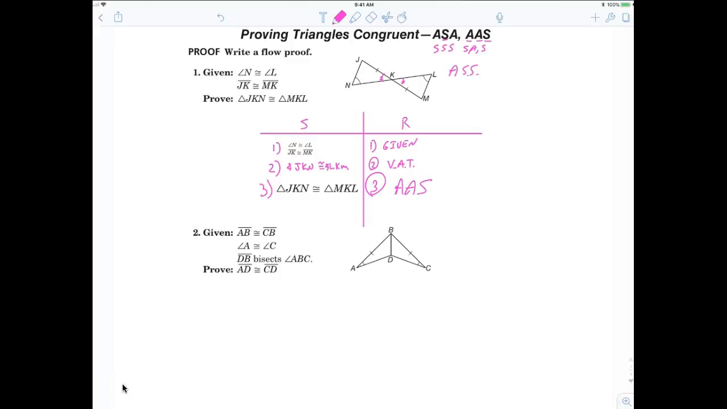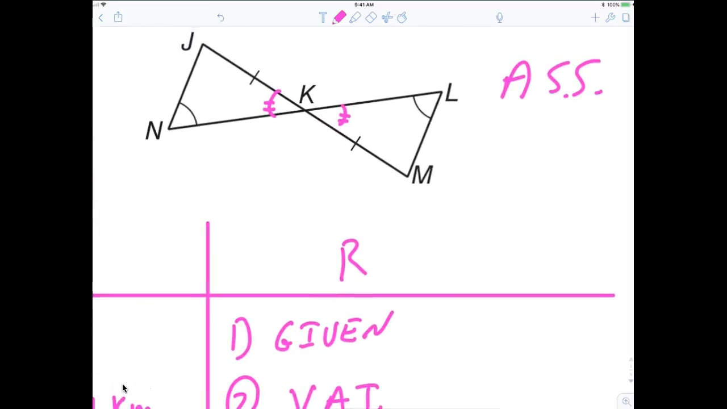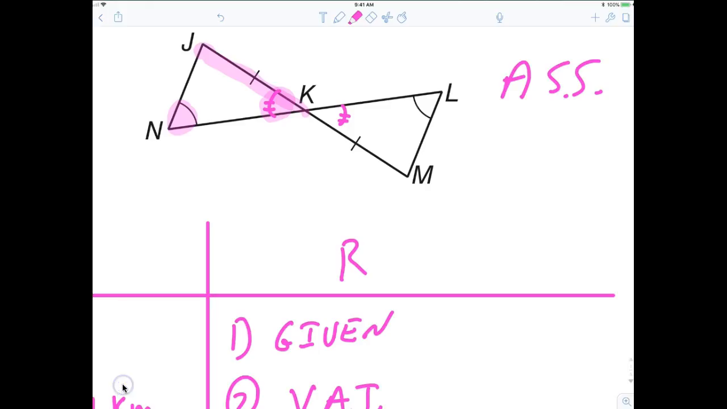You don't see the side marked? I see the angle. What about this? Angle, angle, side. Does it make a difference that it could be angle, side, angle? Yeah, that's what a lot of my kids say. But that's not angle, side, angle. Where's your side? It's angle, angle, side.